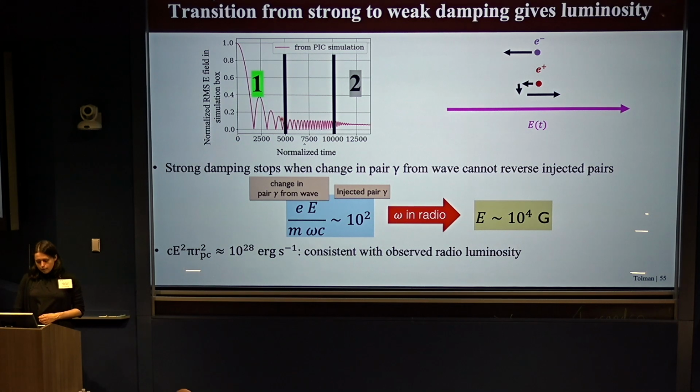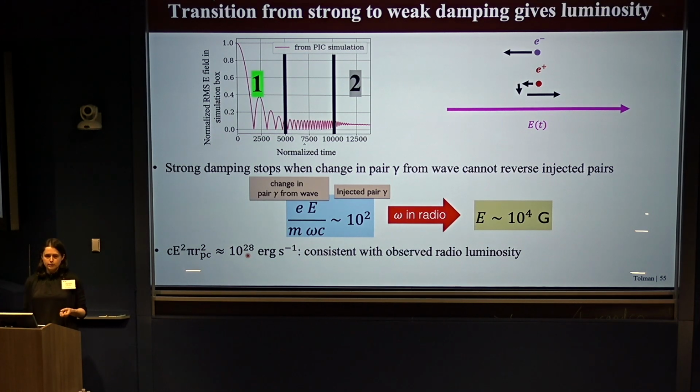This amplitude is set by the point at which the pairs can no longer be fully reversed. So we can develop a plasma physics condition that represents how much the pairs can be turned around and relates them to how quickly they're injected. And with typical parameters, we can work out a strength of the emission that escapes the polar cap. We can compare this to the observed radioluminosity and get a value which is consistent with the observed luminosity.